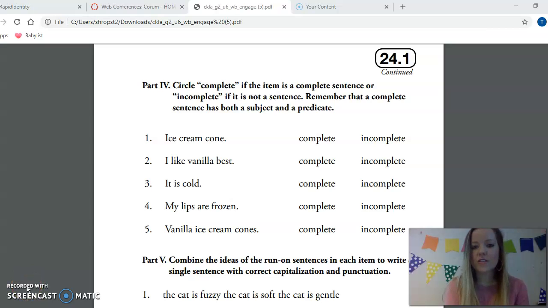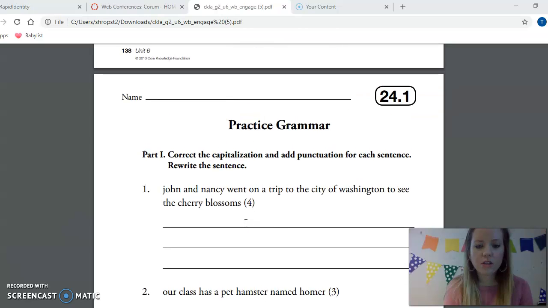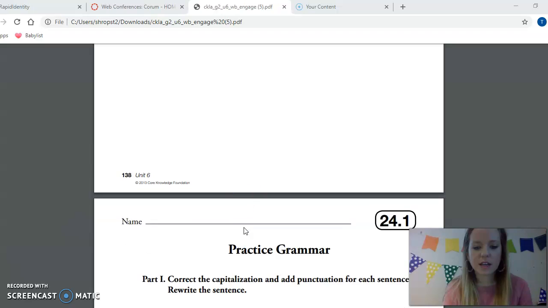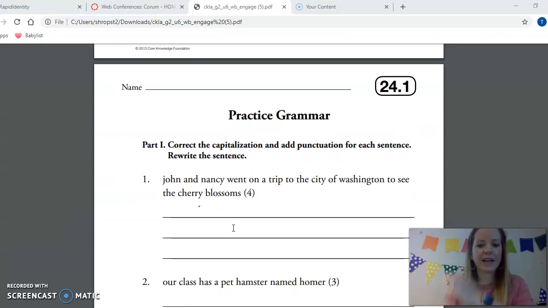Hey guys, so there's no PowerPoint today. We're just going to look and review sheet 24.1, and I think I need to go up to the top where it starts. This is kind of a big one, so we're going to go over some practicing complete and incomplete and some grammar. Today you can go back and listen to my read aloud Andrew Jackson, or you can read it to yourself or to a family member, and that can count towards your reading time because we're still supposed to be reading 30 minutes every day.